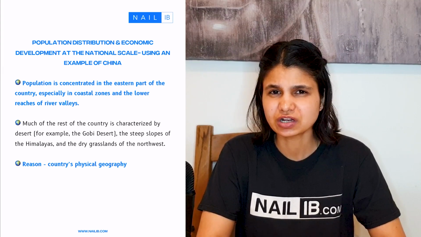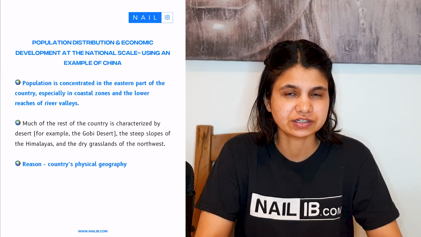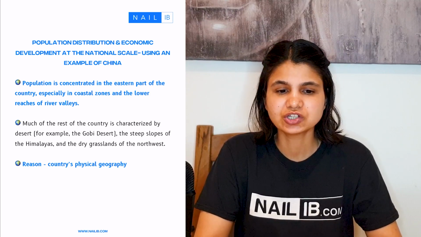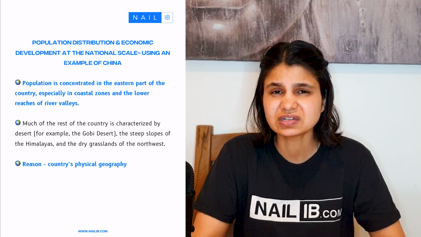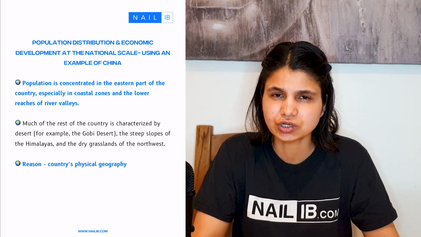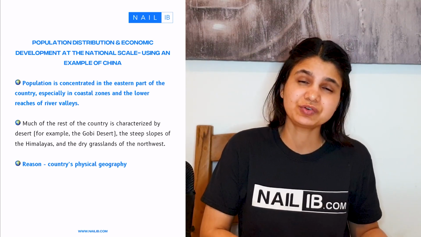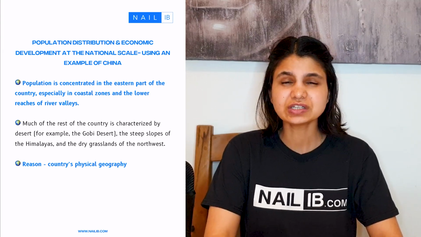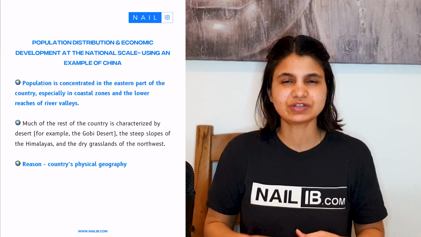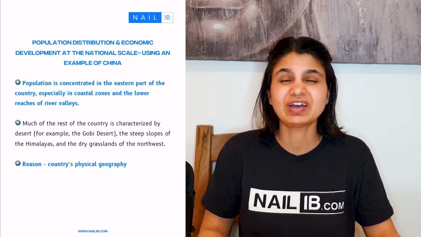Now, much of the country is desert-like. The Gobi Desert, obviously you've heard of the desert's name, is in China. The steep slope of the Himalayas, the dry grasslands in the northwest, all of that gives it a characteristic where some areas would be dense, some areas would be not as dense, and some areas would be really sparsely populated. So the reason behind all this is obviously physical geography: your topography, your climate, availability of water.